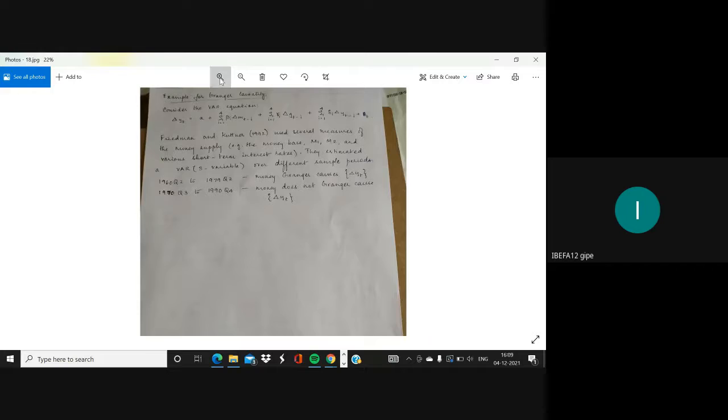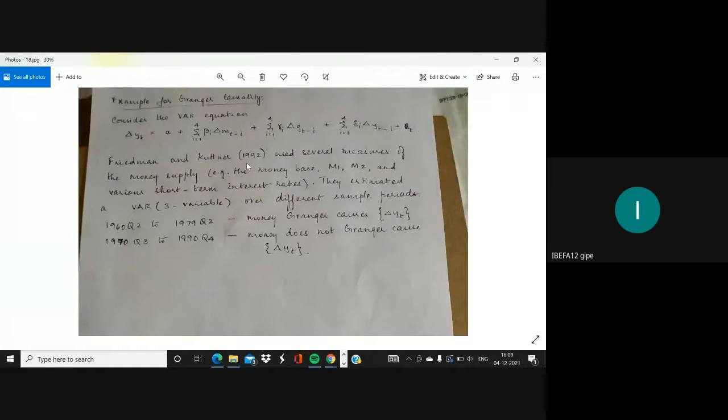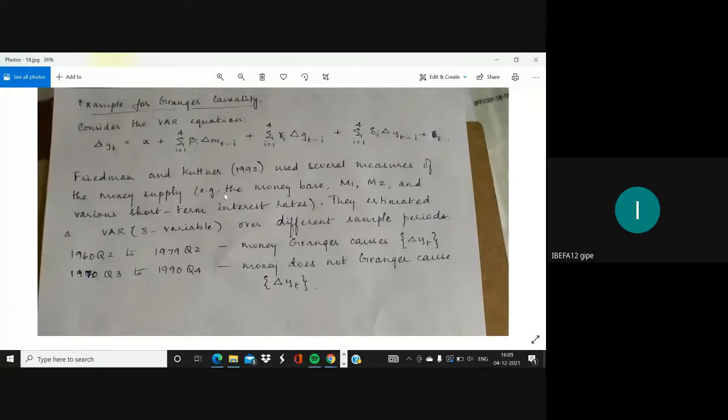Okay, so this is the part that I was talking about when I think Mr. Ram Gopal was asking his question. So I said this part might actually explain it. So one example for Granger causality, this is quite a famous example.